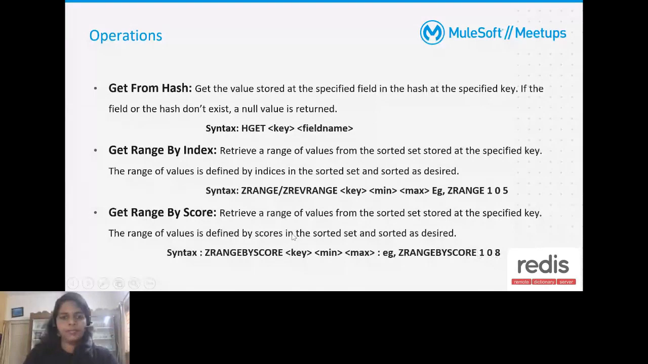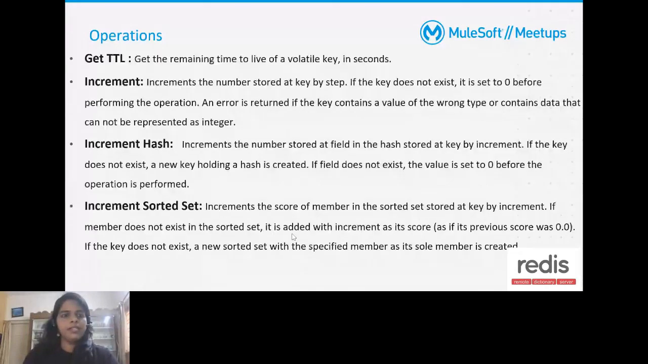Get TTL is time to live. For best performance we need to provide time to live, otherwise the memory will get full. Increment, based on the step it will increment the value. For sorted we have score, and for normal increment we have step.